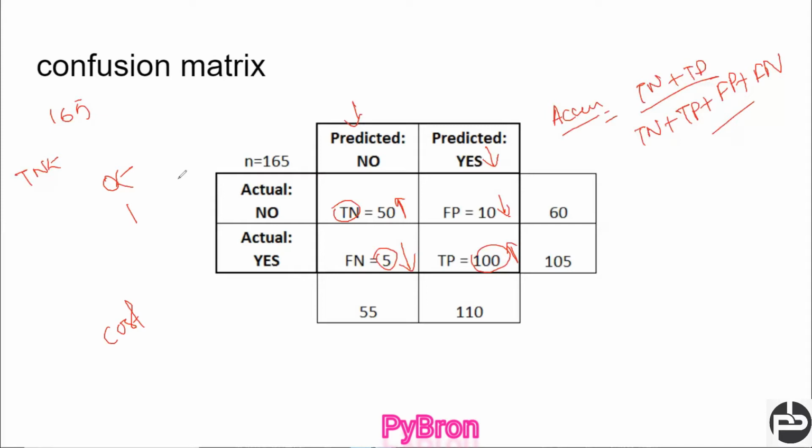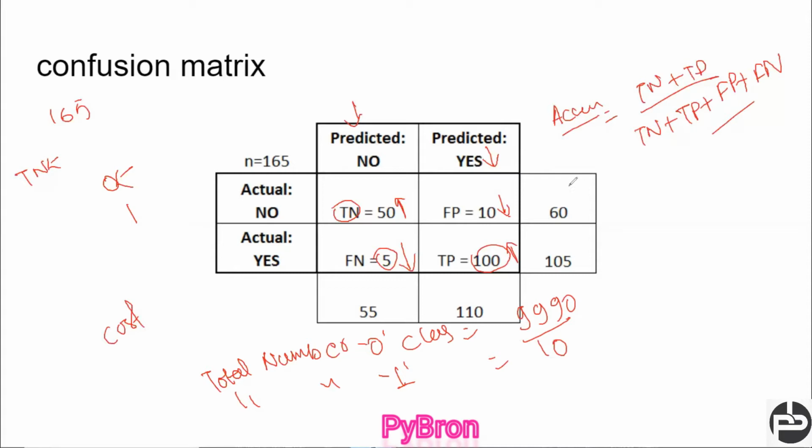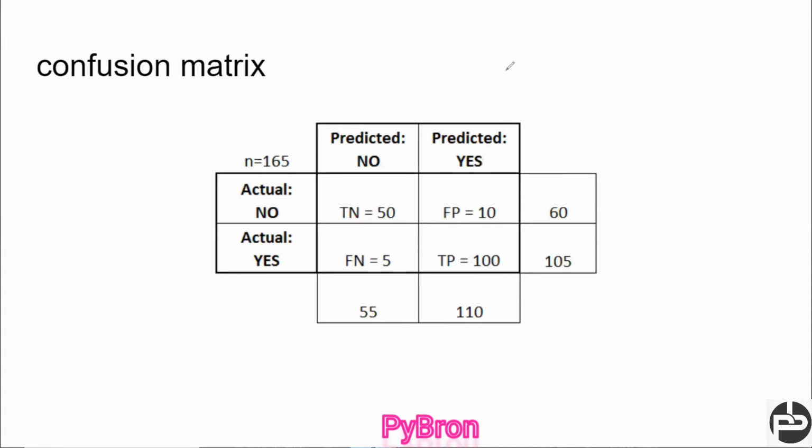The total number of 0 class is 9990, and the total number of class 1 is 10. Okay, so let's suppose the model is predicting everything to be class 0. Let me clear this first. I'll show you now. Now try to understand these things.